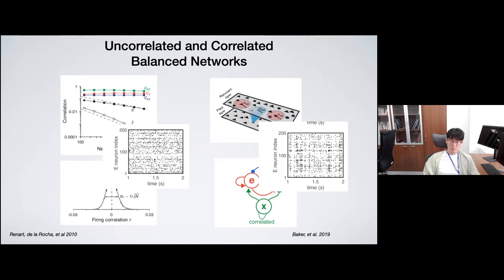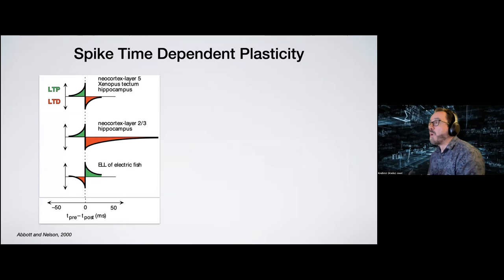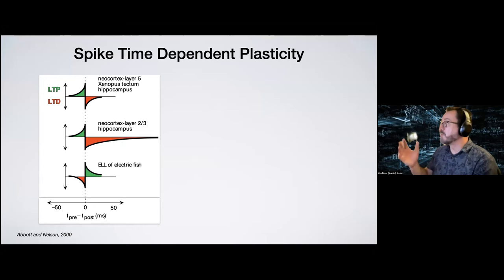Now, spike time dependent plasticity. Spike time dependent plasticity is one of the main ways in which we think that neuronal networks reshape themselves, right? This is how the synaptic strength, the strength by which neurons talk to each other, the weights in the network, are changed due to activity. And so they don't just change randomly, they change in an activity dependent way.